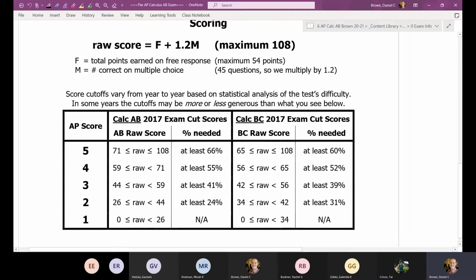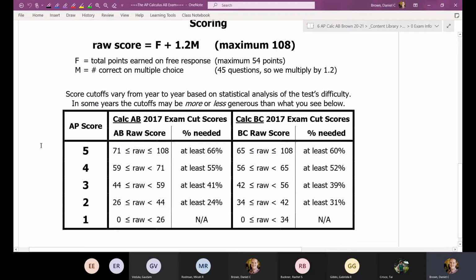But in 2017 for AB, so again, kind of ignore the BC column, but for AB, to earn a 5, you had to get at least 66% of all the possible points. To earn a 4, you had to have at least 55%, and then the 3 had to have at least 41% of the points earned. That does change. I know one year the 5 was as high as like 72%, but it's roughly like get 2/3 of the points and you're going to earn a 5.